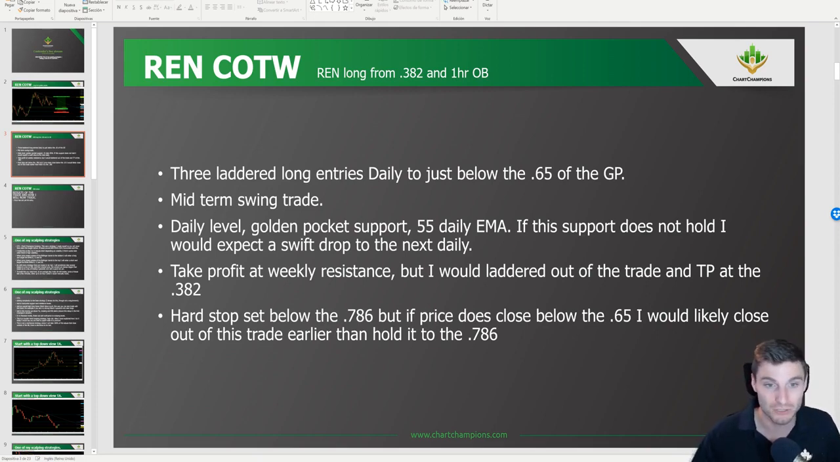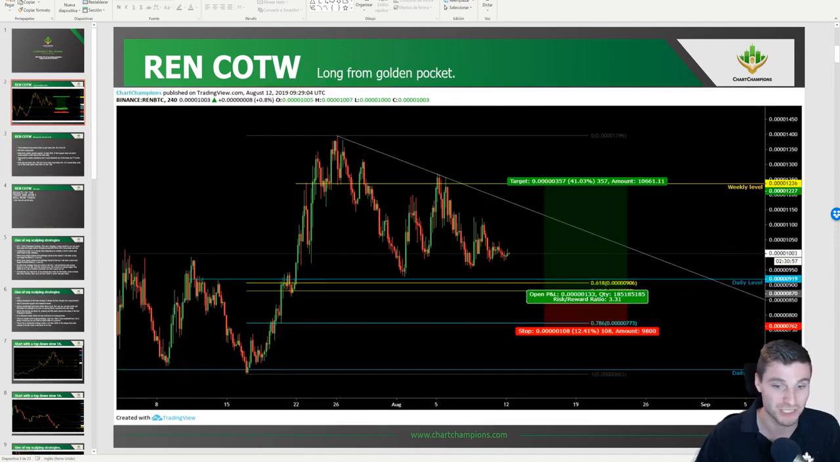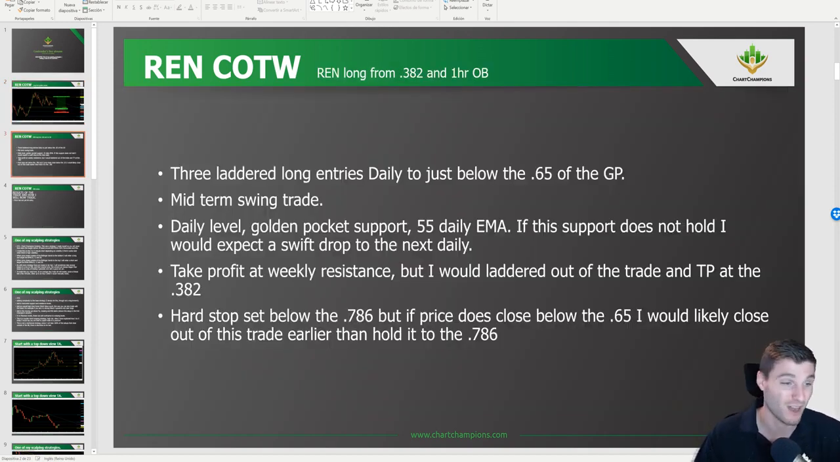If this support does not hold, I do expect a swift drop down to our next daily, which as you can see is sat all the way at 618 sats. So I would probably close out of this position before it hit my stop loss. If we start closing below this level, I'll cut the trade early, so I will probably not hold it to invalidation. If I'm honest, I'll be pretty swift to cut out of this trade if that does in fact happen.